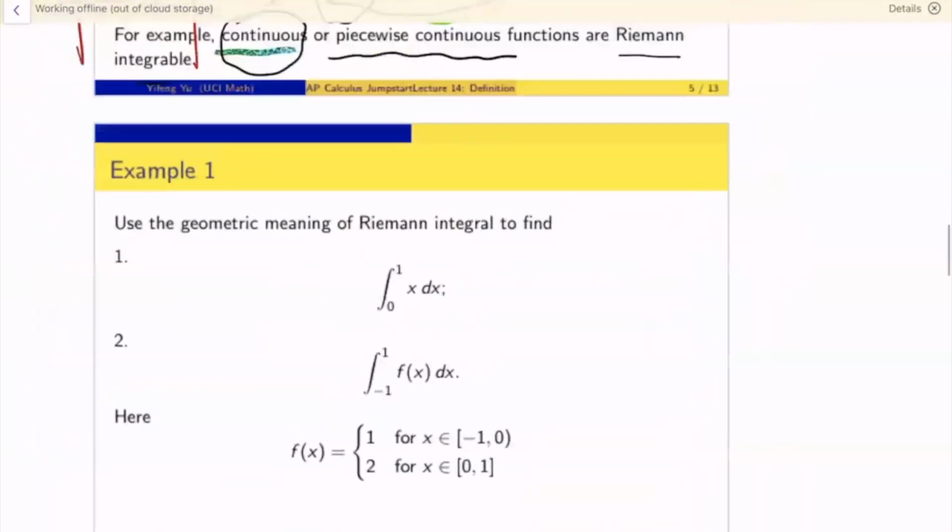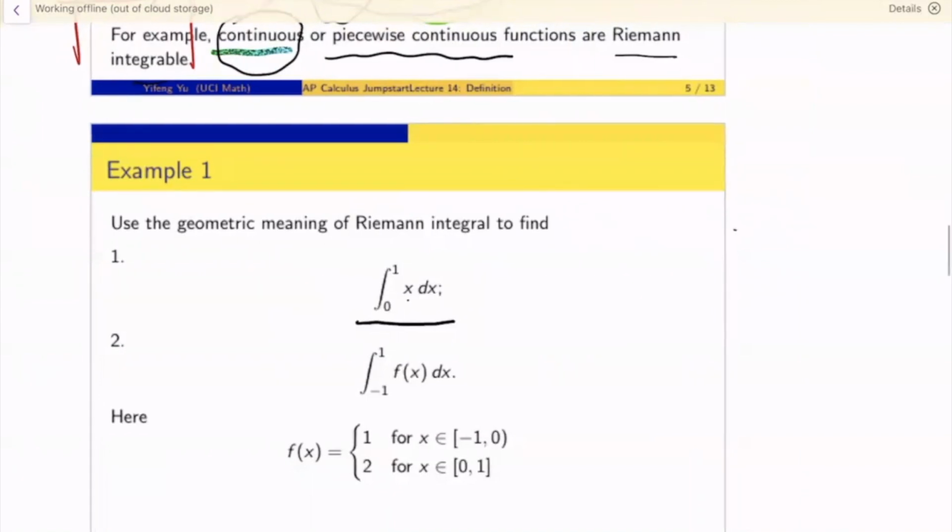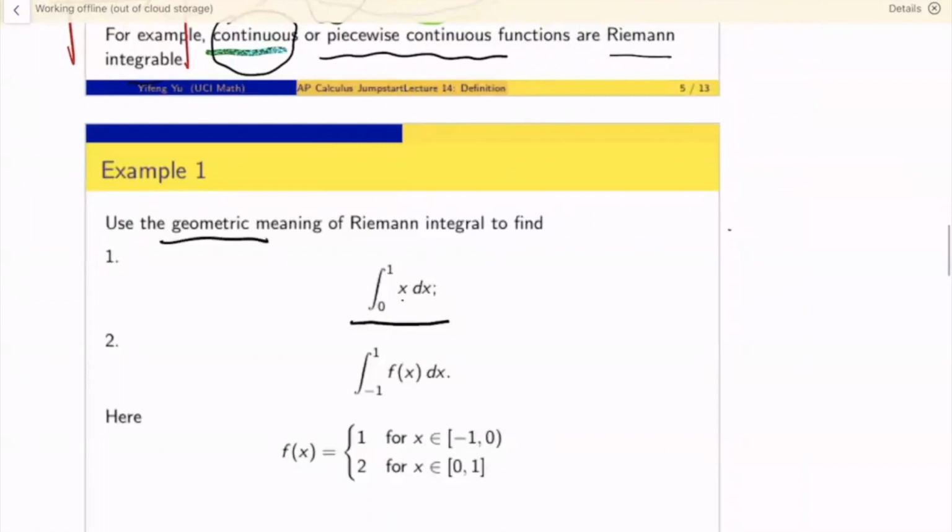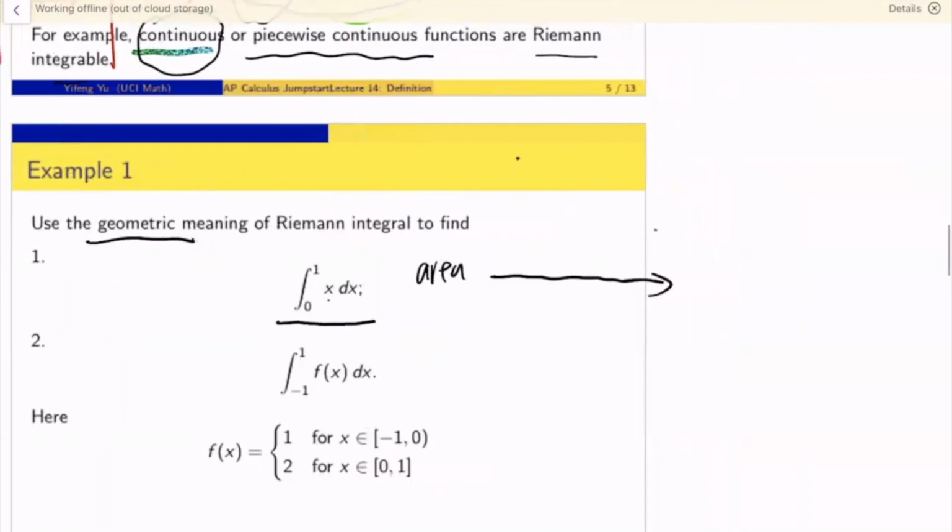Let's look at the geometric meaning of the Riemann integral to find the following things. Let's look at the first one. Here, we want to find the Riemann integral of x dx. As we said, this is a continuous function, so we know this one exists. The geometrical meaning is the area. So this equals the area of, let's draw the graph. This is x, this is y, and this is 0. It's from 0 to 1.